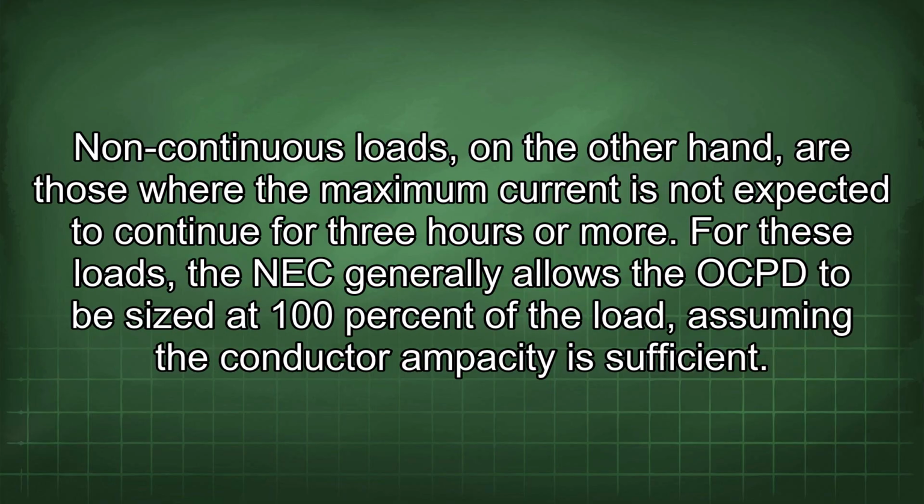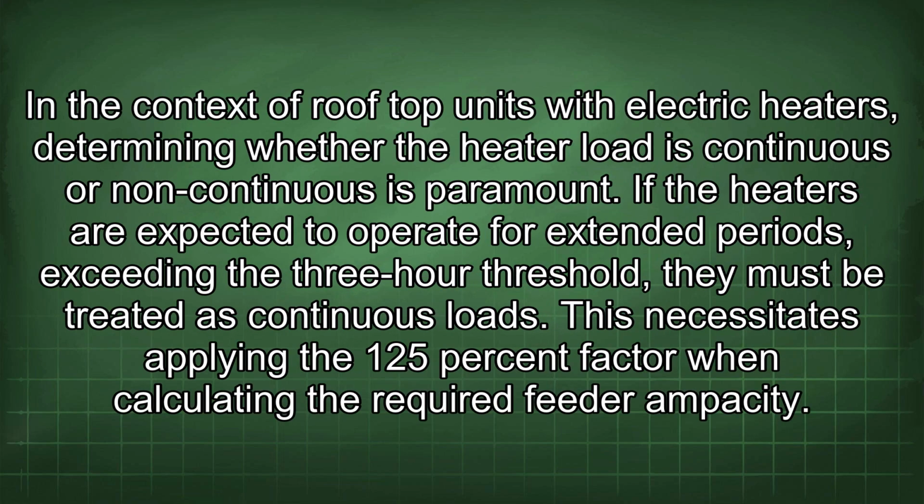Non-continuous loads, on the other hand, are those where the maximum current is not expected to continue for 3 hours or more. For these loads, the NEC generally allows the OCPD to be sized at 100% of the load, assuming the conductor ampacity is sufficient. In the context of rooftop units with electric heaters, determining whether the heater load is continuous or non-continuous is paramount. If the heaters are expected to operate for extended periods, exceeding the 3-hour threshold, they must be treated as continuous loads. This necessitates applying the 125% factor when calculating the required feeder ampacity.